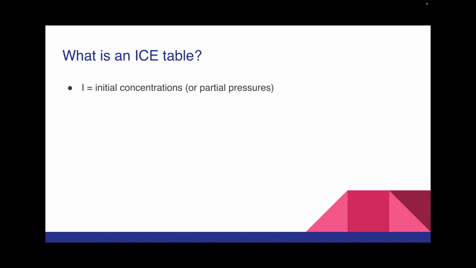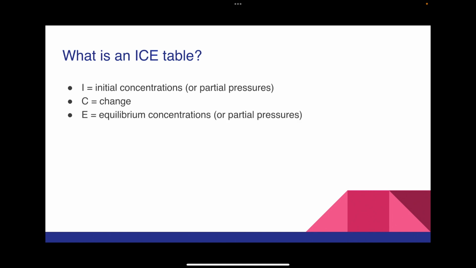So what is an ICE table? It's an acronym. The I stands for initial concentrations, or in some cases partial pressures, depending on what phase your reactants and products are in. C stands for change, and E stands for equilibrium concentrations, or again, partial pressures if you're dealing with gases.